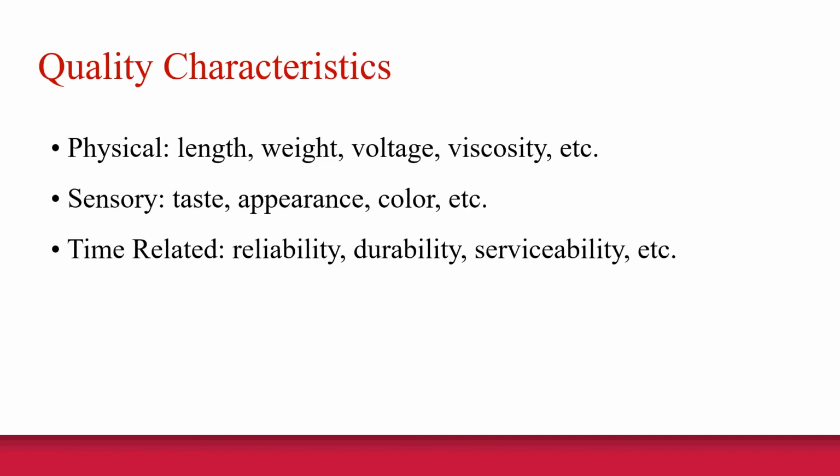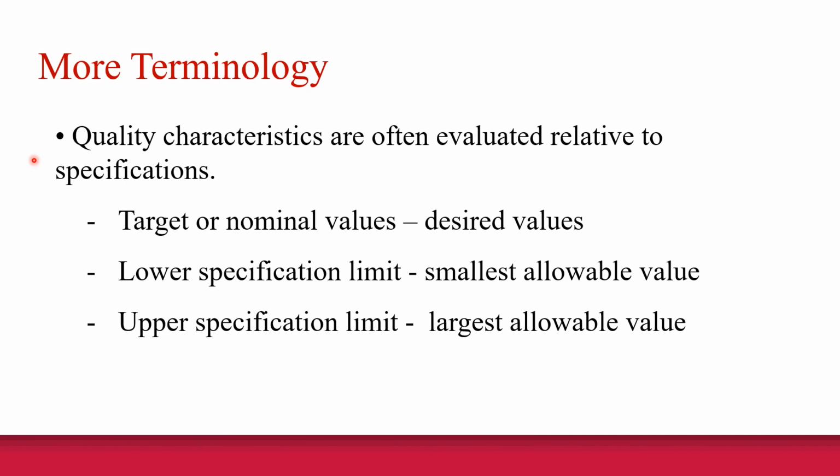Some examples are physical: length, weight, voltage, viscosity, etc. You can also have what's known as sensory: taste, appearance, color. And then there are things that have to do with time, like reliability, durability, serviceability. Quality characteristics are often evaluated relative to specifications.